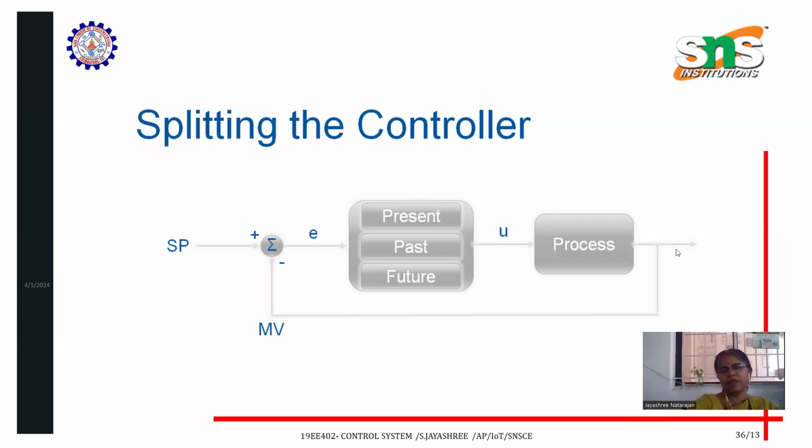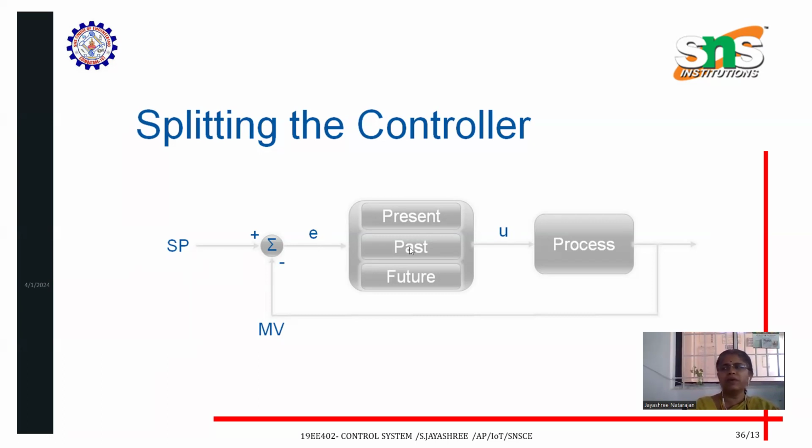We have to take the set value and the measured value, that is the actual value. This MV is the measured value. We take it from the present input and give it to the controller. The controller compares the set point with the measured value, and the error signal is generated. That error signal is sent to the controller. The controller converts the error signal into its required control input to the process.